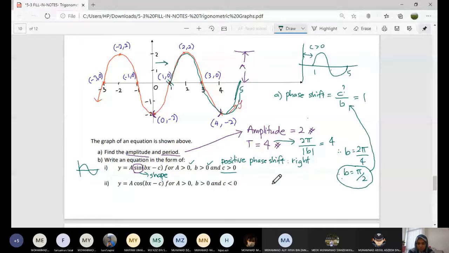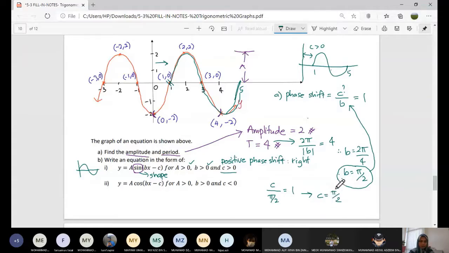So we have C over B. C over pi over 2 equals to 1. Thus, it will give you C is equals to pi over 2. What was B just now? What is B? C is equals to pi over 2.